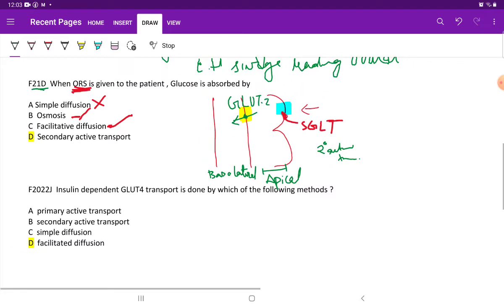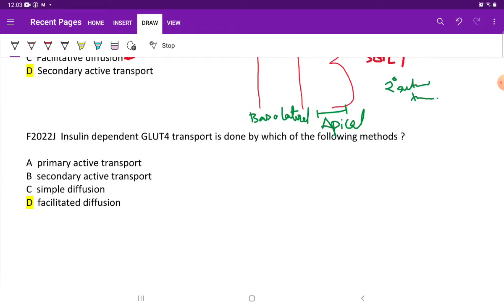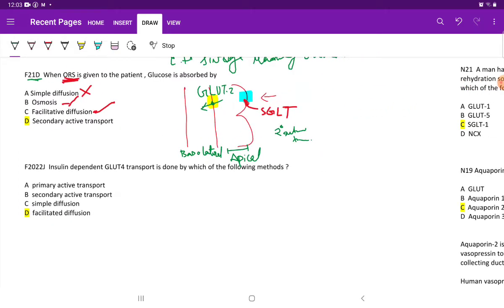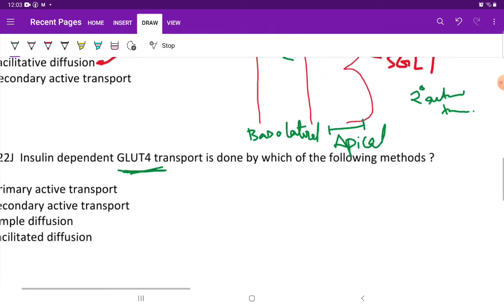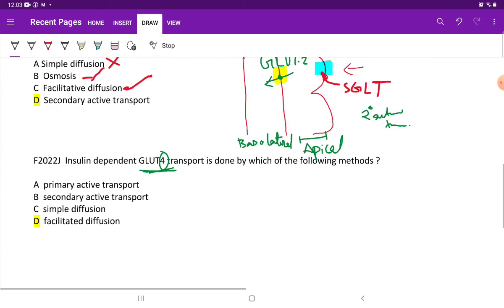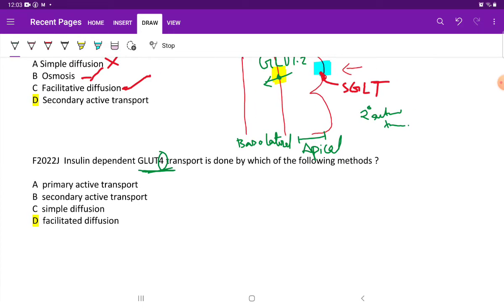Now, insulin dependent GLUT4 transport is done by which of the following? As we already discussed, GLUT4 basically helps in glucose transport in insulin dependent cases, and it is usually present in muscles and fat.